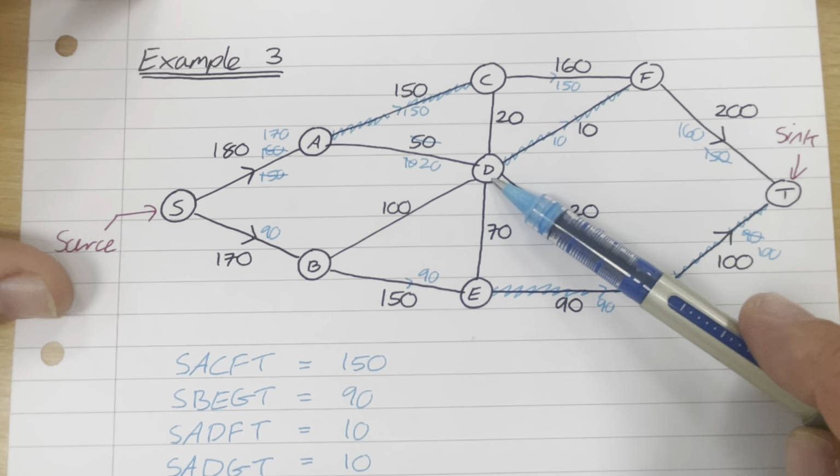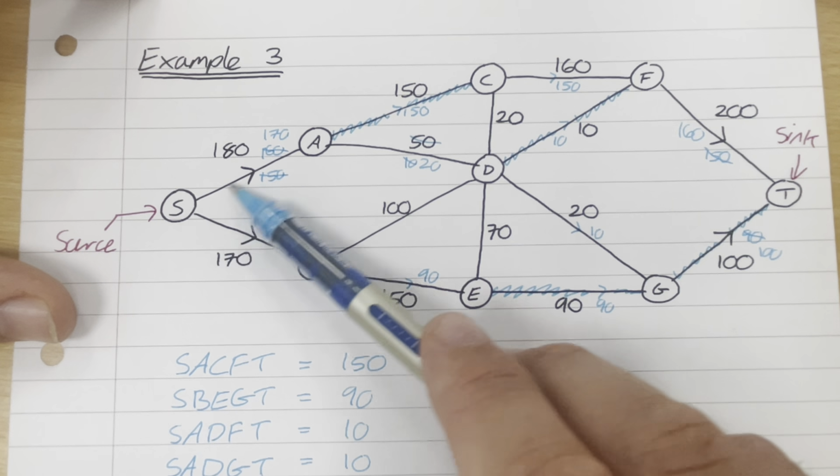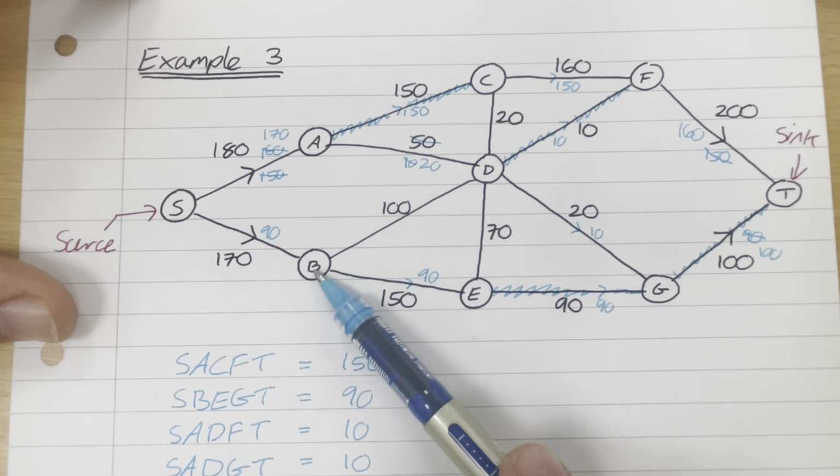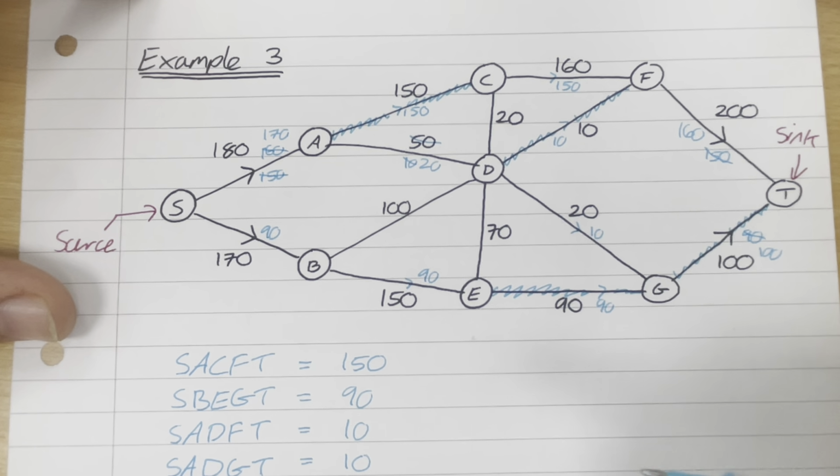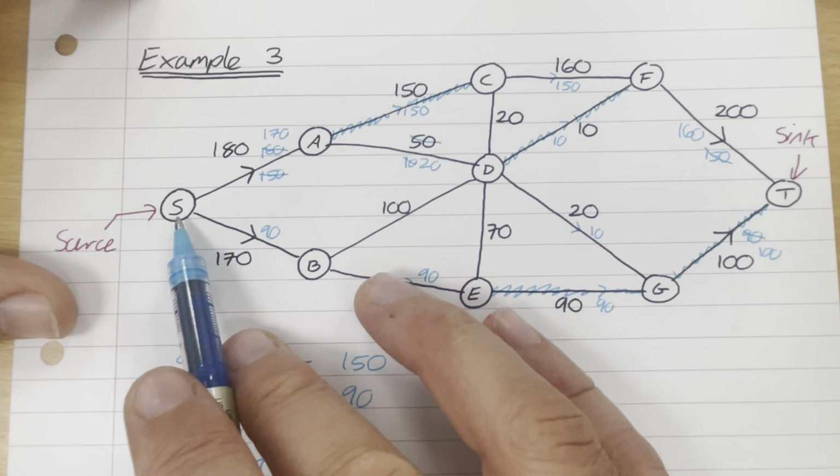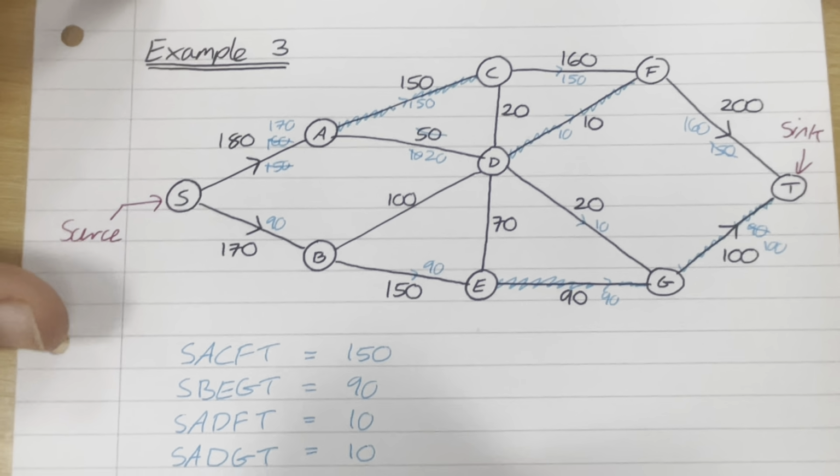As for where the flow comes from, well, I can either go from the source through A or from the source through B. It doesn't matter. With these questions, they have multiple solutions. All of them are equally valid. So let's just go up to A.